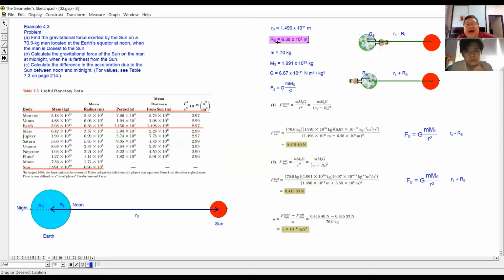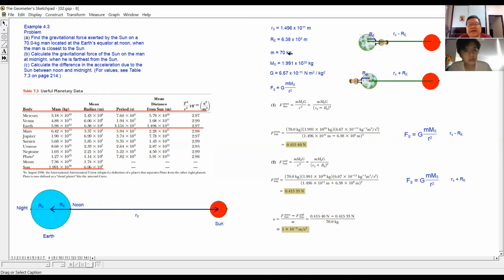The second number is Re, the radius of the earth. From the table it is 5.98 times 10 to the power 24. Oh, that is the mass of the earth. The radius of the earth is 6.38 times 10 to the power of 6. So I copy down this number, radius of the earth, 6.38 times 10 to the power 6.